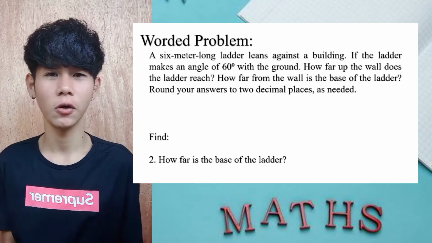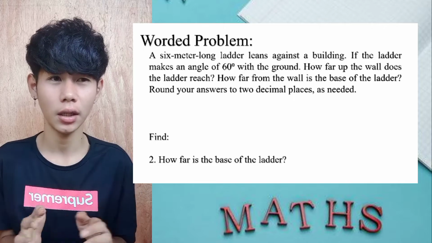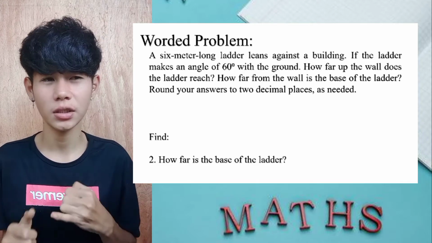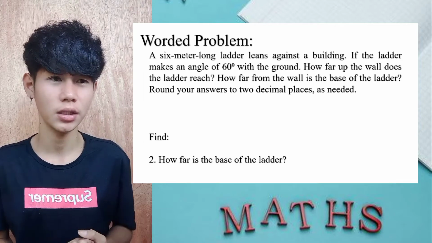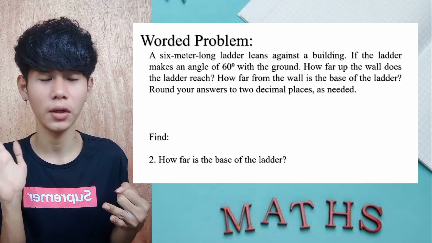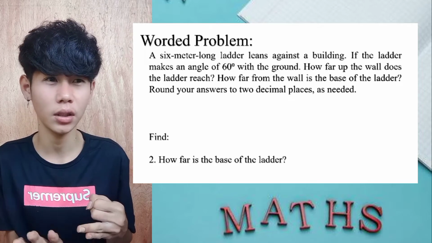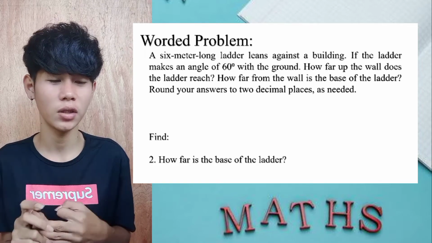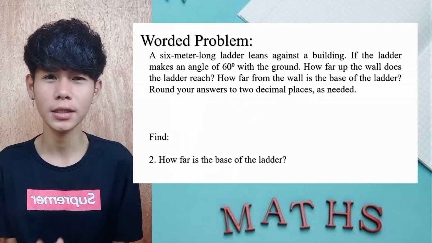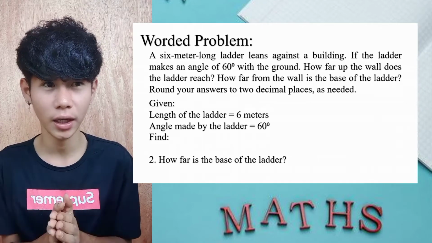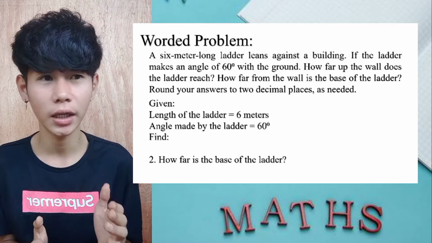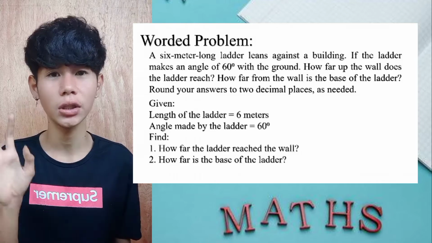Now, as I have said, in solving a worded problem, we have 3 steps. First, we need to find the given. Next, we need to identify what is unknown in the problem. The last one is we need to make a solution. So first, what is given? We know the length of the ladder, which is 6 meters. We know the angle made by the ladder, which is 60 degrees.